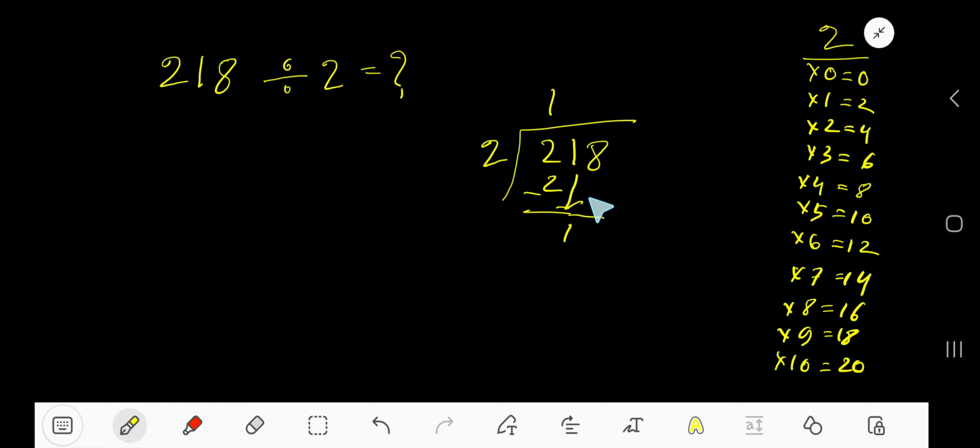2 goes into 1 how many times? 0 times, as this current dividend 1 is less than divisor 2. 0 times 2 gives you 0. Subtract, you are getting 1.